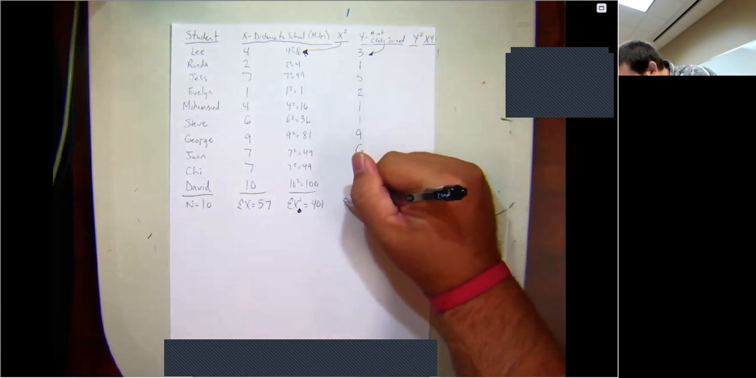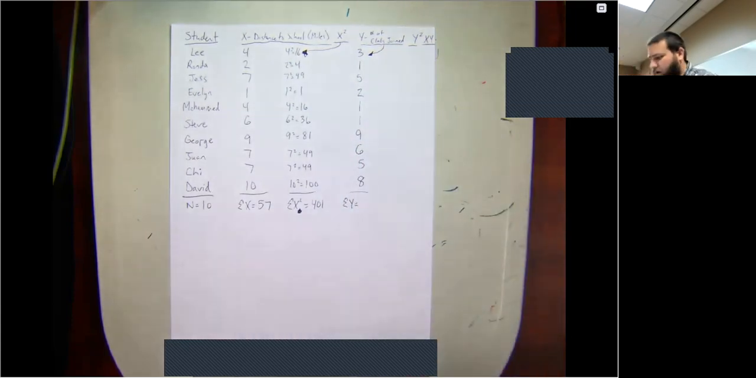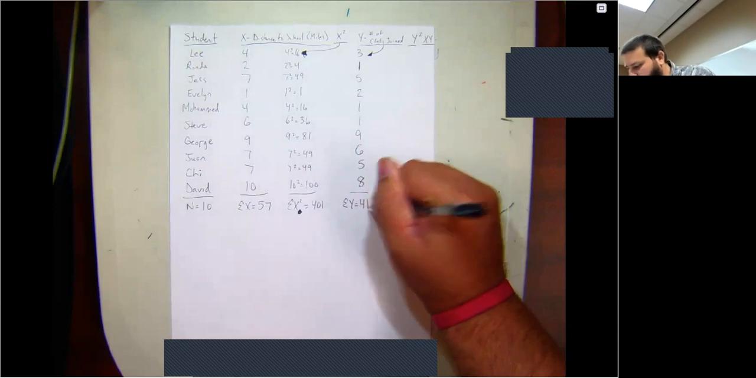So the sum of the Y's is the sum of the number of clubs joined by all 10 of these students. And that's 41 if we add up the Y column.